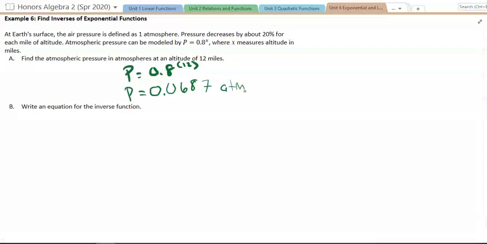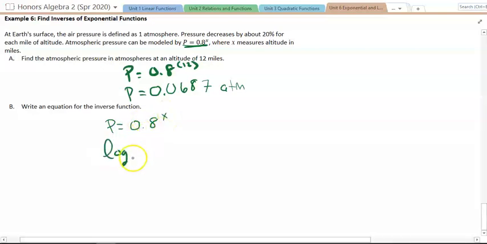All right, so write the equation for the inverse function. And so we're going to take this function here and write its inverse. And so what we're going to get is, remember that P is equal to 0.8 to the x. And so remember what goes where in a log, so we get the log. The base is still the base, right? So 0.8 will be the base of the log. And then the P will be what we're taking the log of. And remember, the power is what the log is equal to. And so we get log base 0.8 of P is equal to x.